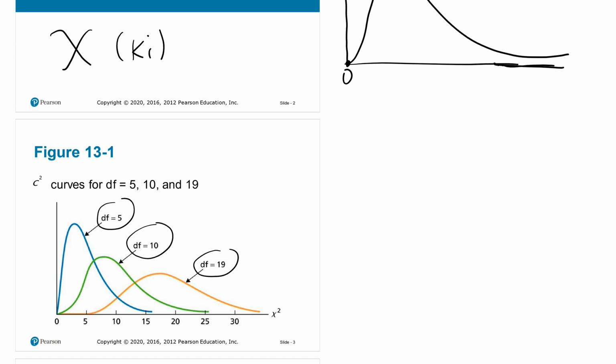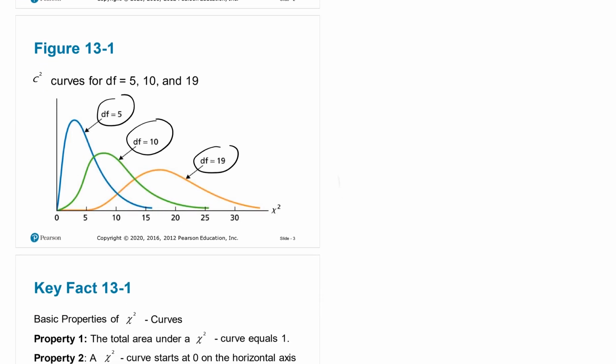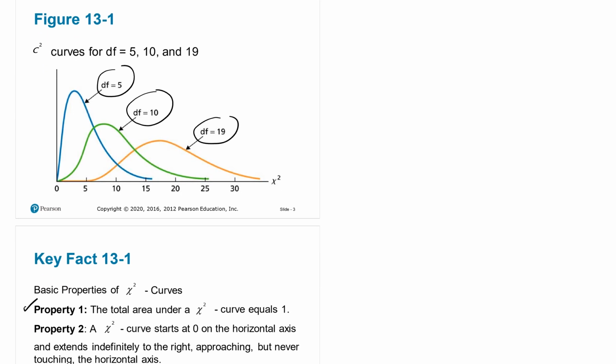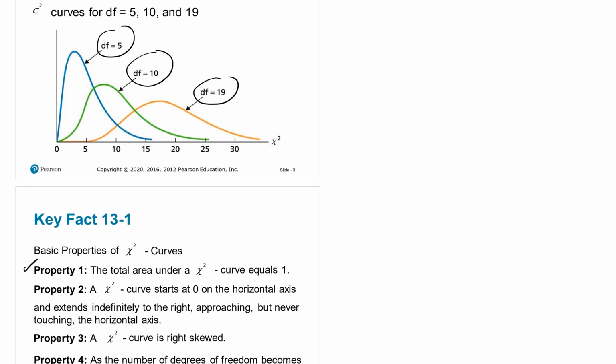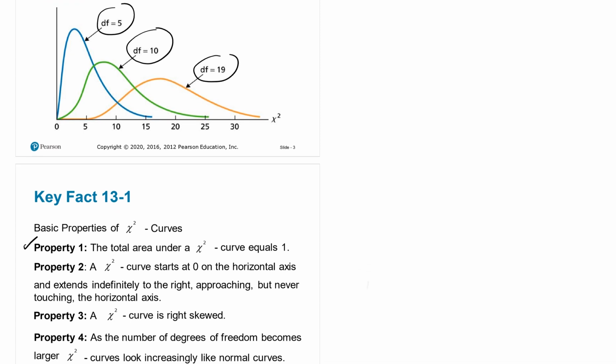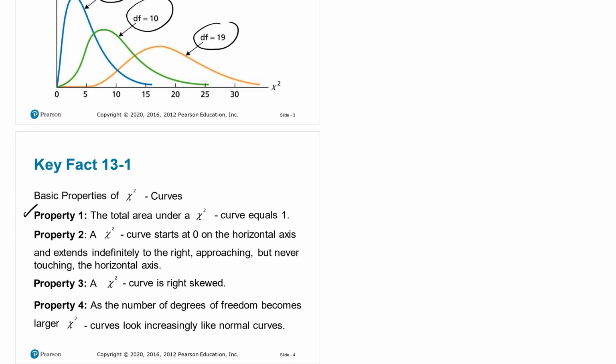The chi-square distribution or curves have some properties. What are those properties? The first property is that the total area under the chi-square curve is always 1. No matter if it's the blue, the green, the orange, it's always going to be 1. The chi-square curve always starts at 0 on the horizontal axis and extends indefinitely to the right side. It will never cross or touch the horizontal axis. The chi-square is right skewed. As the number of degrees of freedom becomes large, it will look more like a normal curve. These are the properties of the chi-square.